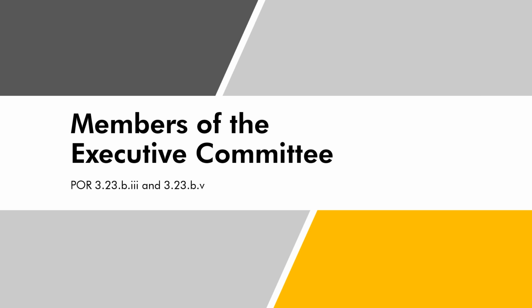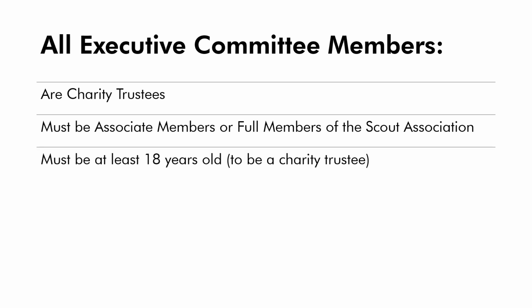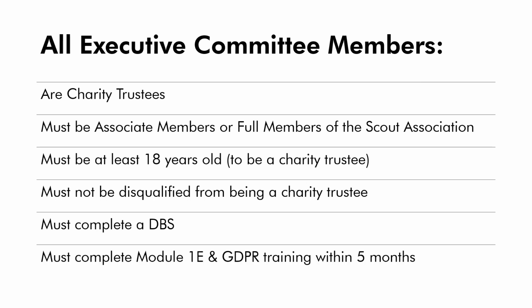So who are the members of the Executive Committee? First, all committee members are charity trustees. They must be associate members or full members of the Scout Association. They must be at least 18 years old to be a charity trustee. They must not be disqualified from being a charity trustee. They must complete a DBS and they must complete Module 1E and GDPR training within 5 months of their appointment, election or co-option.